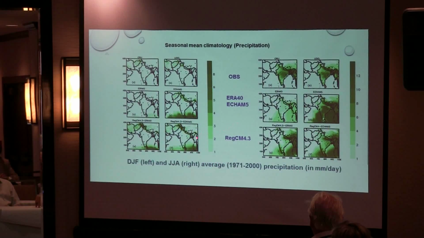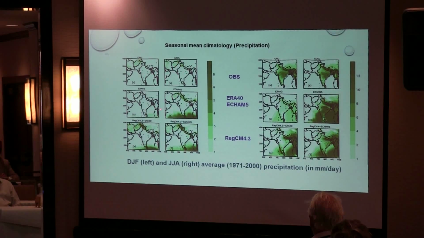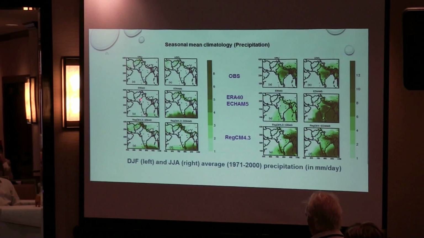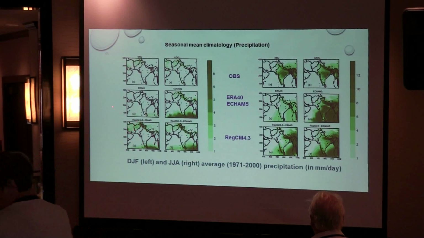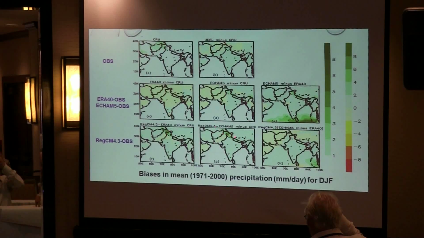In the case of precipitation, again we use two observational data sets, CRU and UDEL, and two driving fields and two simulations. The left panel shows the winter season, and the right panel shows the summer season. We see that ERA40 poorly simulates the seasonal mean climatology for precipitation and is mostly drier over the whole domain. While in the case of the two simulations, we have some more excessive precipitation over the northern part of the domain. Again, we analyze some biases, and in general we can see that we have some wet biases over the northern part of the domain.